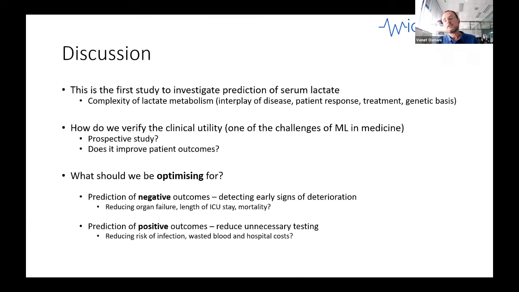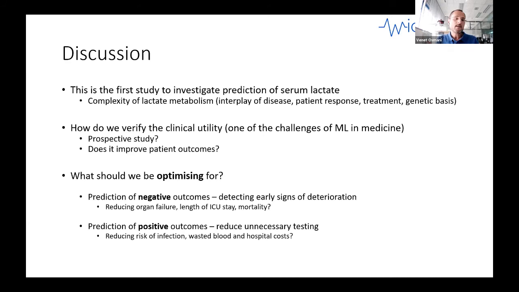All this information is currently not captured by the models, so we are only seeing a small window into the patient state. Even though it's a very small window, we still managed, I think, to establish models that were performing quite well. Of course, now the question is, how do we actually verify the clinical utility? What I said at the beginning: how to verify ML solutions in medicine.